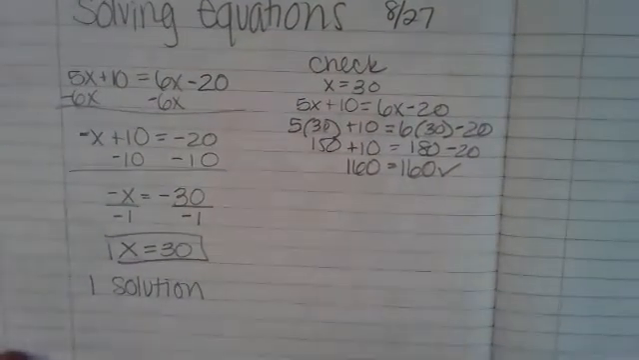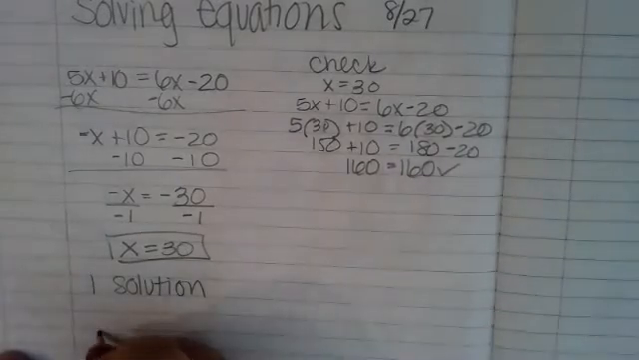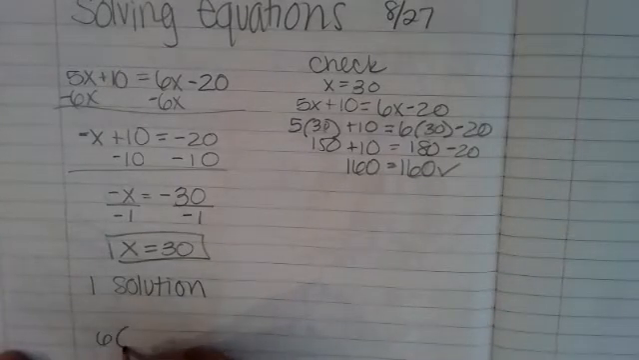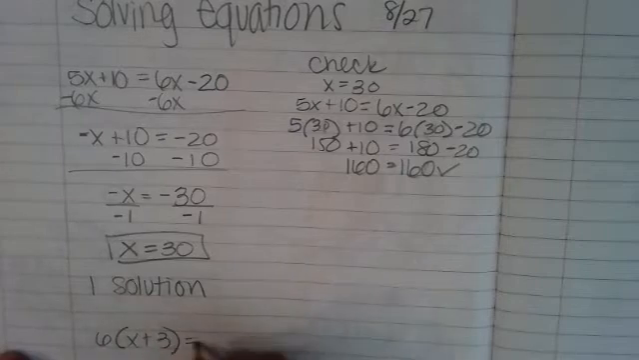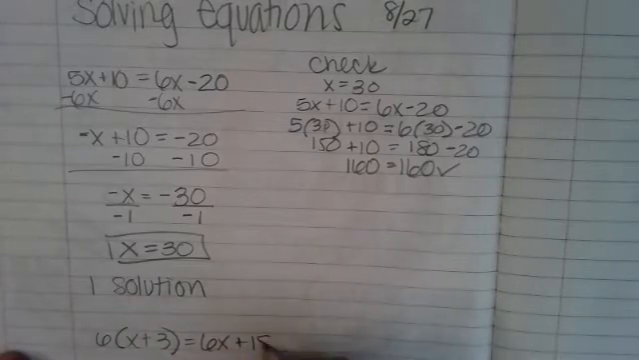Okay, then I come down here and I have 6x plus 3 is equal to 6x plus 18. Let me move my camera for you. Okay, here we go.